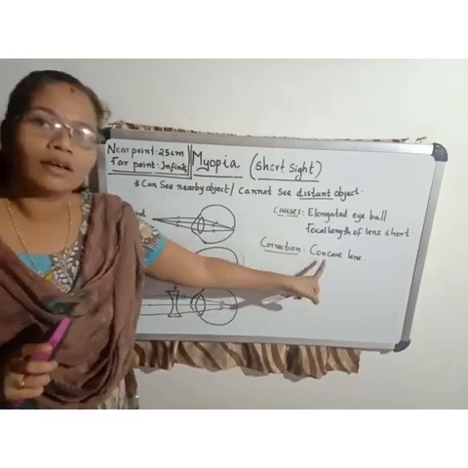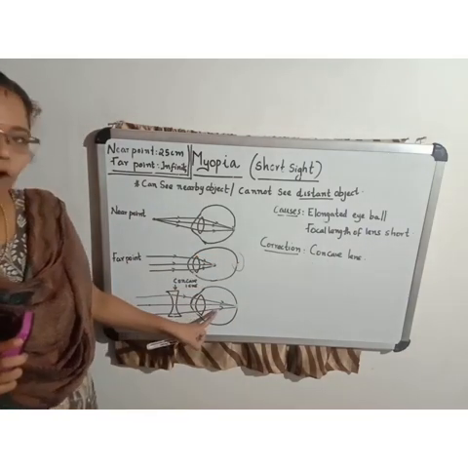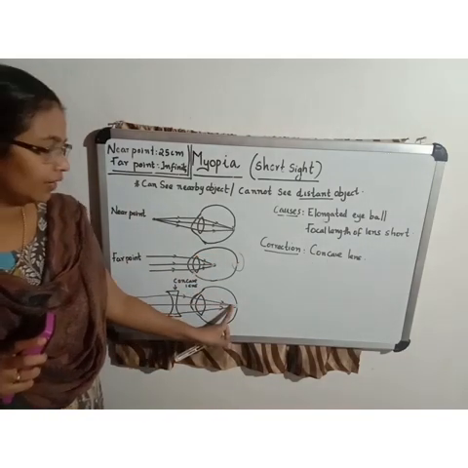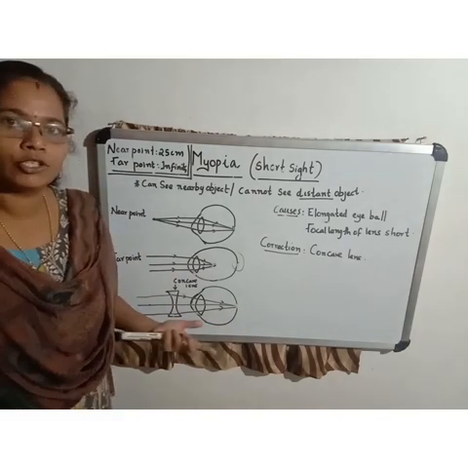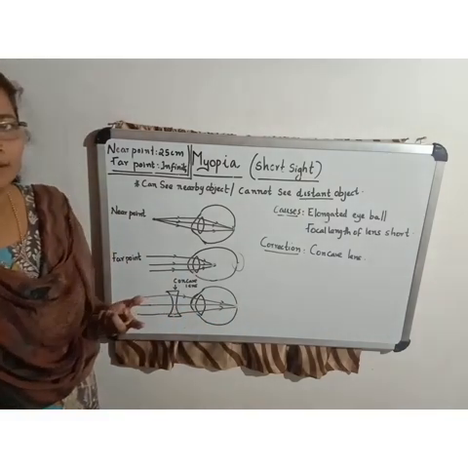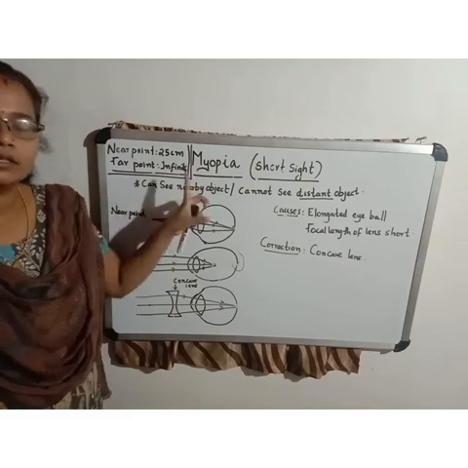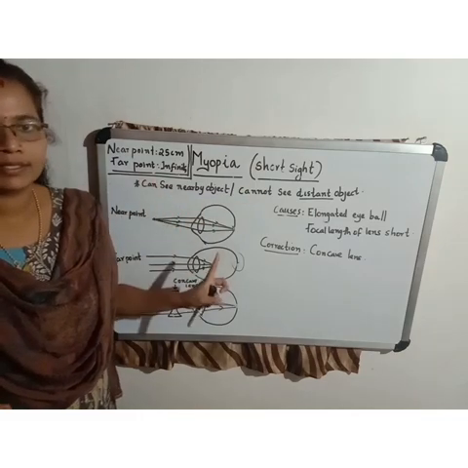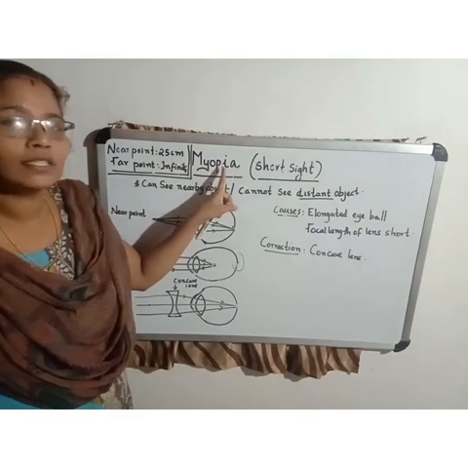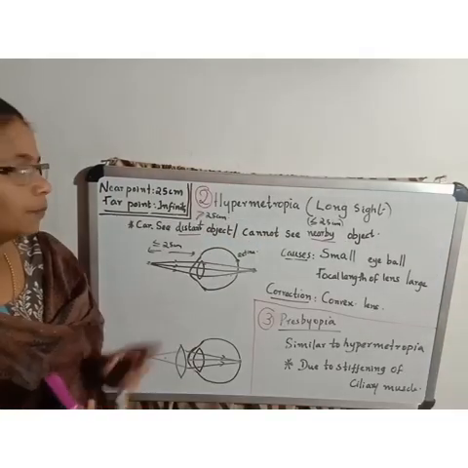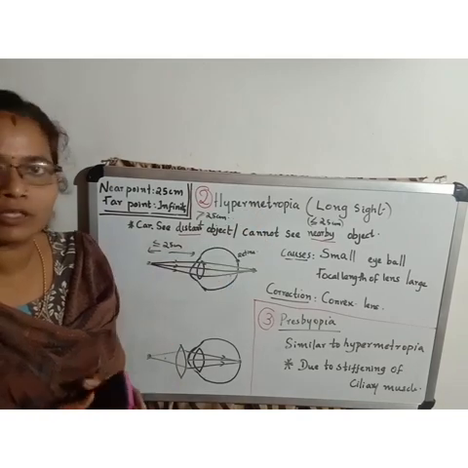If we are using the concave lens, instead of in front of the retina, we will get the image on the retina. So it will function like a normal eye. So you have to prepare for an essay, defects of vision. First we discussed the first defect, which is myopia. Now the next defect of the human eye is hypermetropia.